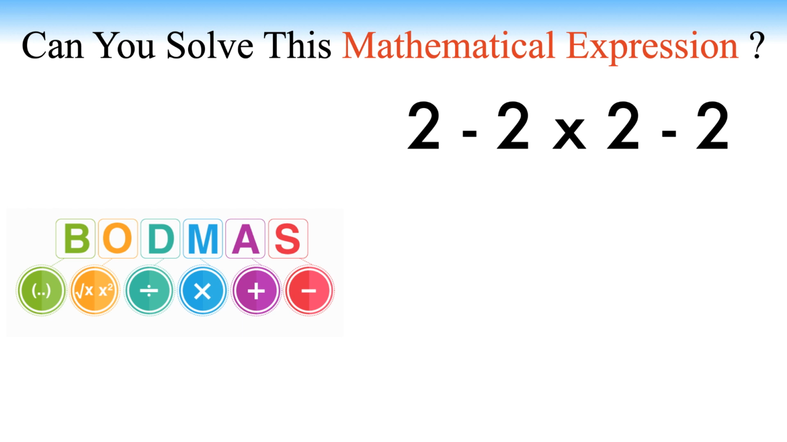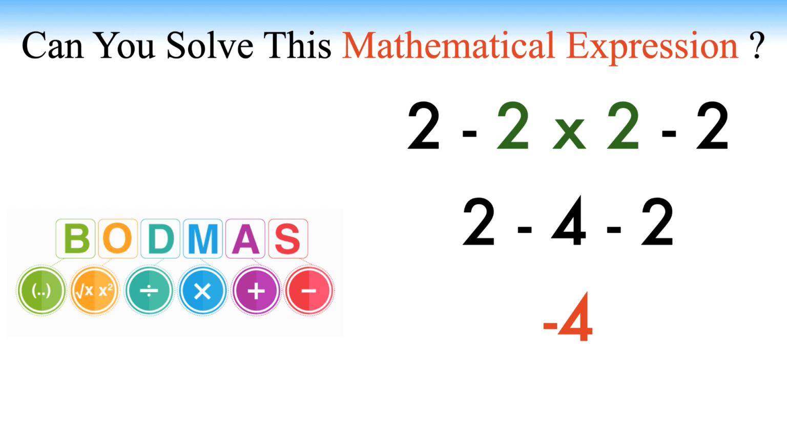In this case, the equation 2 minus 2 times 2 minus 2 uses MAS order, that is multiplication, addition, subtraction according to BODMAS rule. Hence the first preference is for multiplication, so first multiply 2 times 2. Hence the expression becomes 2 minus 4 minus 2. Now follow the subtraction part. It doesn't matter whether you do 2 minus 4 first or minus 4 minus 2 or 2 minus 2. The result will always be the same, that is minus 4. Hence the solution to this expression is minus 4.